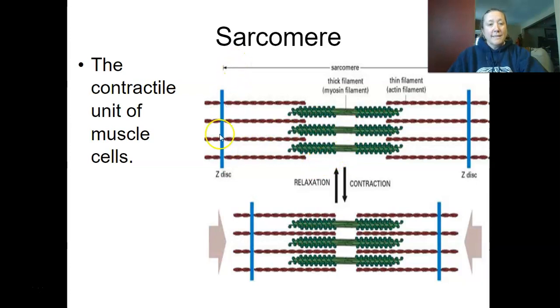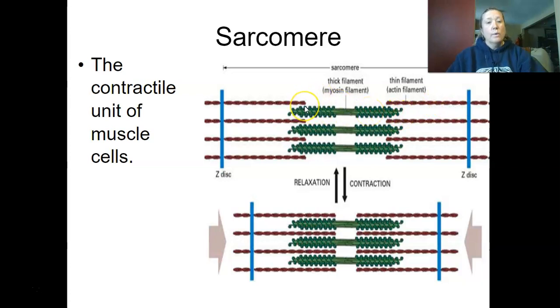So the contractile unit itself is called a sarcomere. So kind of from blue line to blue line, in this picture it's called a Z disc, but on our vocab it's going to be called a Z line. But basically that's each end of the sarcomere, the end of the contractile unit. And what we're going to have is the red ones here. I know we've got different colors everywhere, but the red one is actin, and the green one here is myosin.